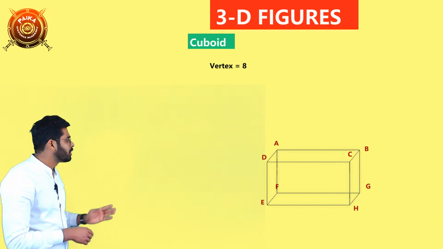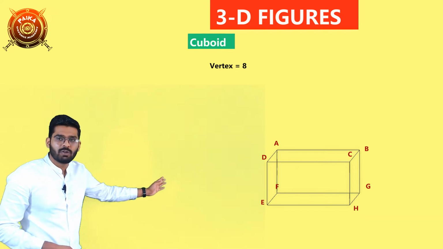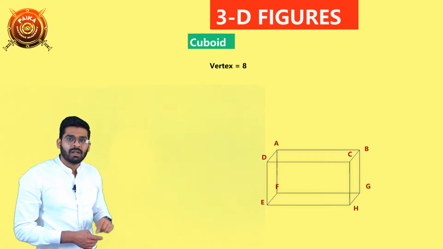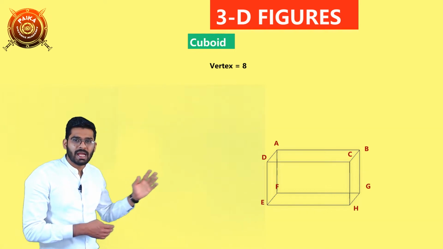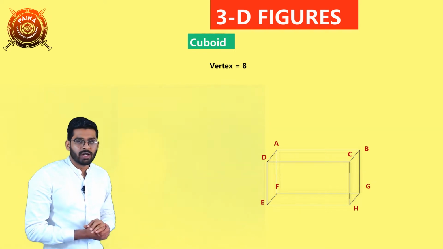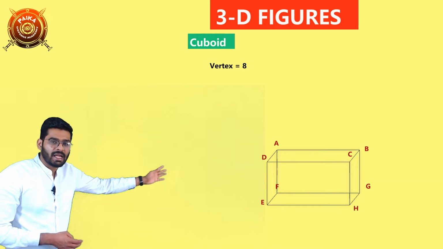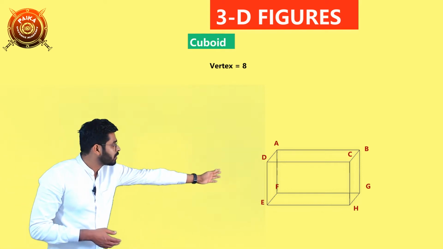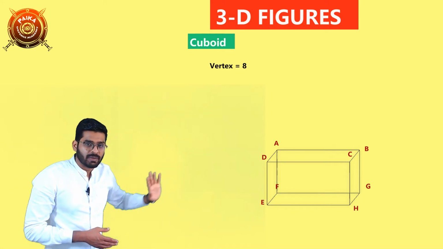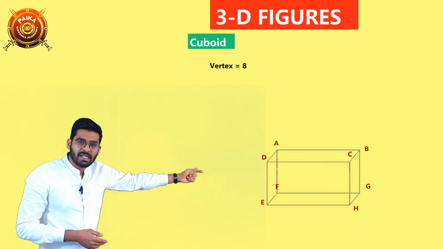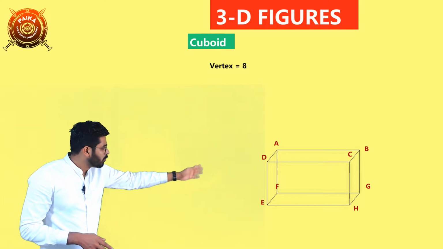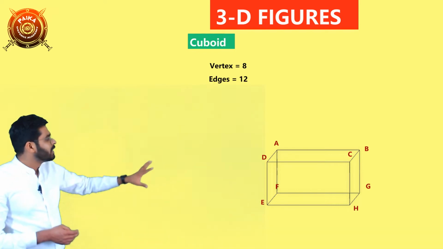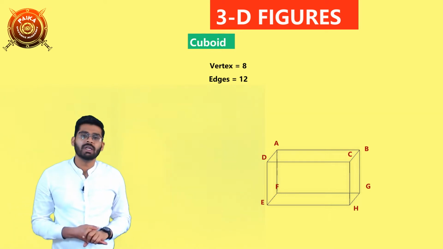Now if we take the side faces, the first side face is ADEF. The new edges are DE and AF, because AD and EF we have already counted. So we will take DE and AF. Now another face is BCHG. Here BC and GH we have already counted, so we are left with CH and BG. So students, you can say that there are 12 edges of the cuboid.